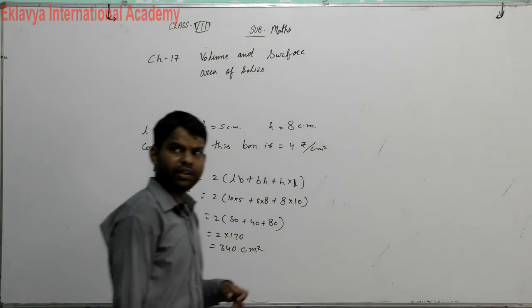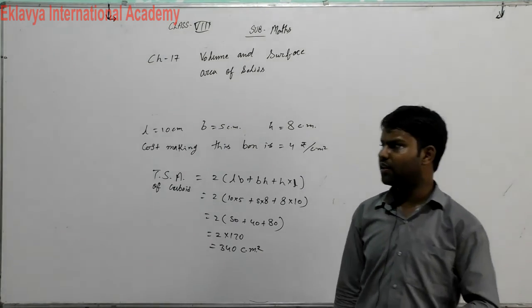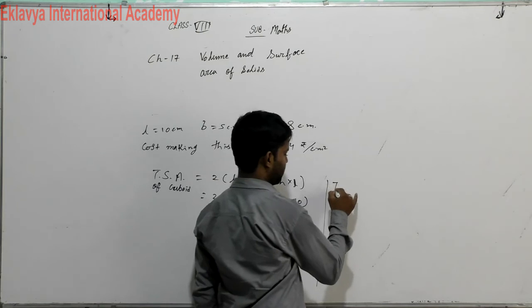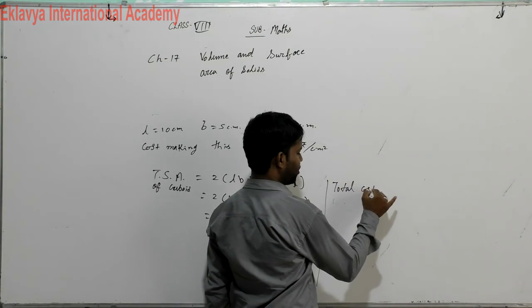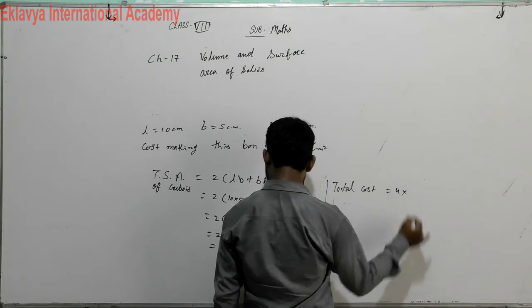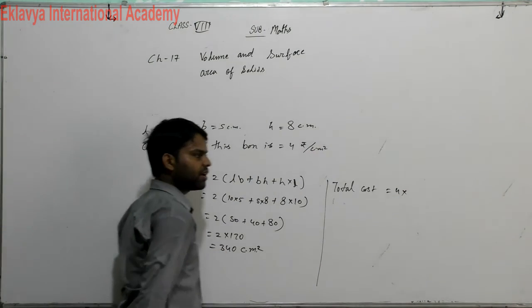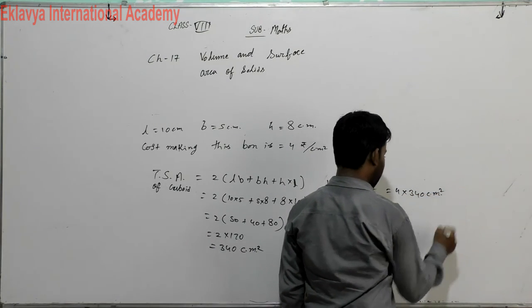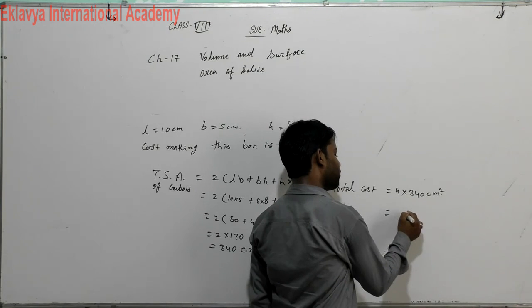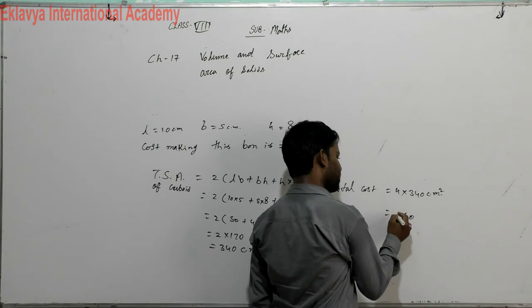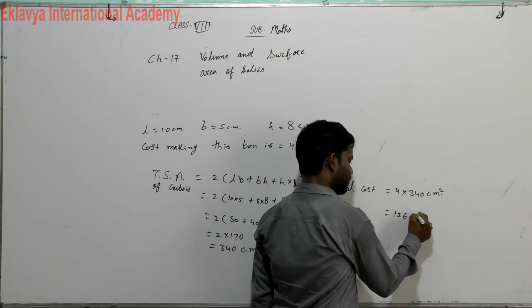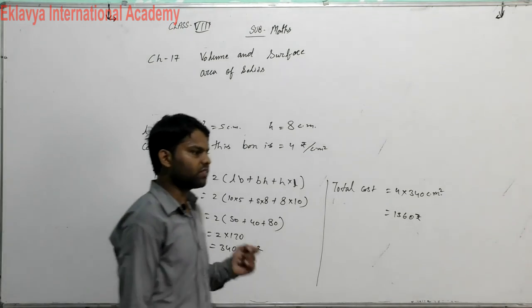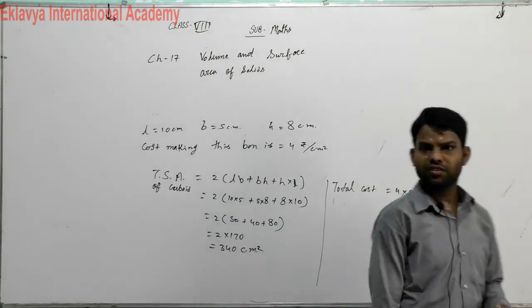Now we want to find cost of making this TSA, then total cost is equal to 4 multiply by our area, we got 340, then we multiply by 340 centimeter square. So we get 0, 4 fours are 16, carry 1, 3 fours are 12, 1 is 13, so 1360 rupees. So using these examples or these types of questions, we can solve complete exercise 17A.